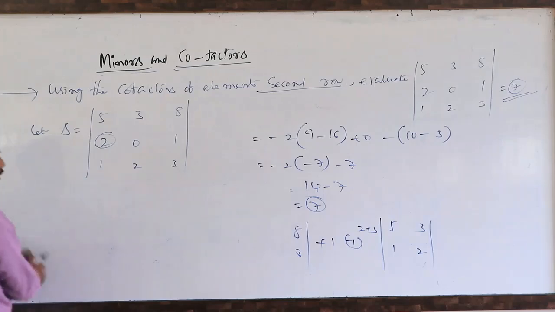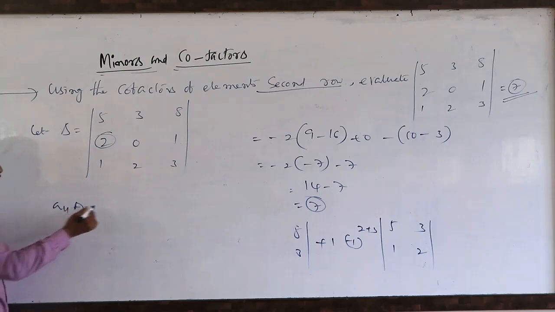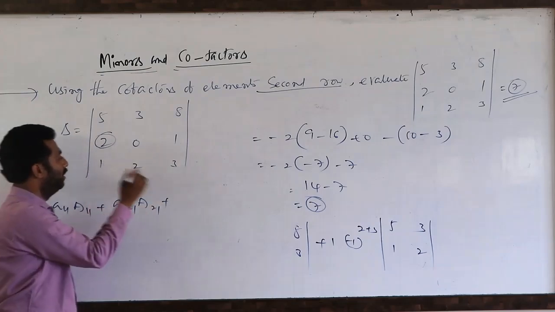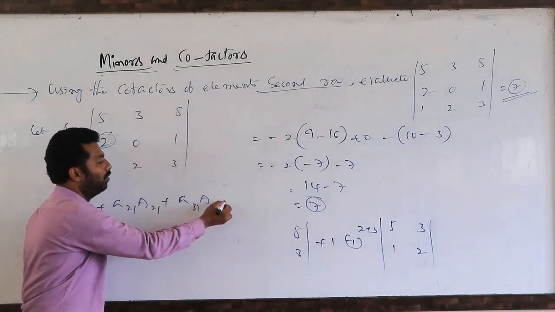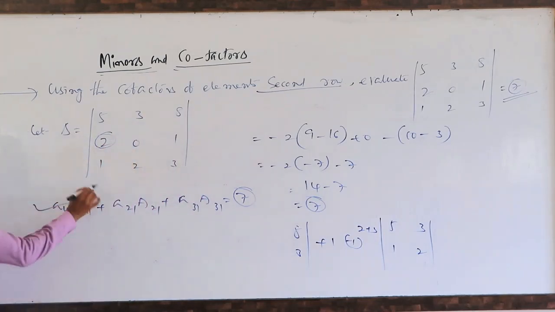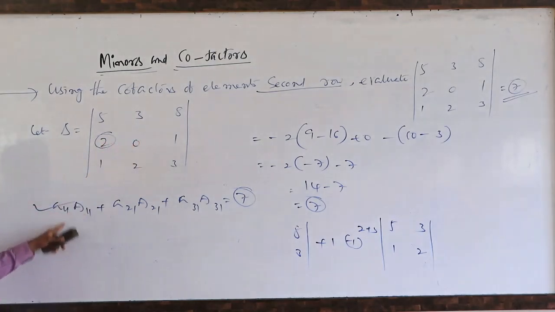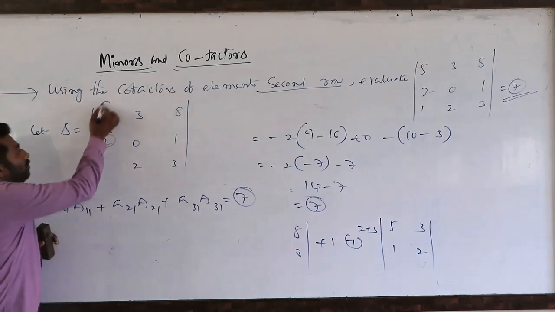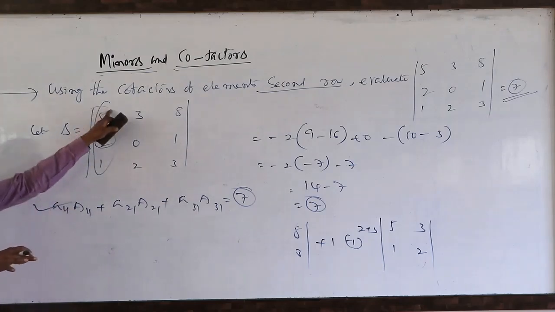Suppose you expand along the first column. What is the first column? A11 with its corresponding cofactor. Second element, A21, its corresponding cofactor. A31, its corresponding cofactor. The value of the determinant that will come is always 7. If you calculate this one also, it is the same. This is called the expansion of the determinant using cofactors of the first column.